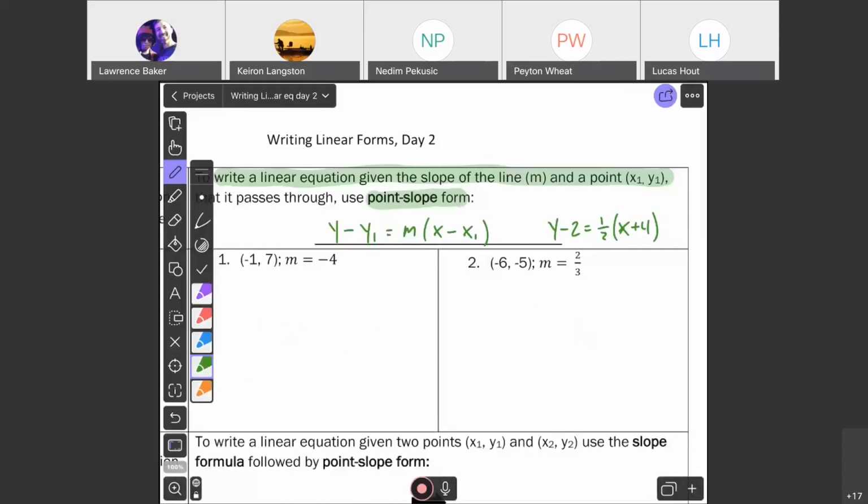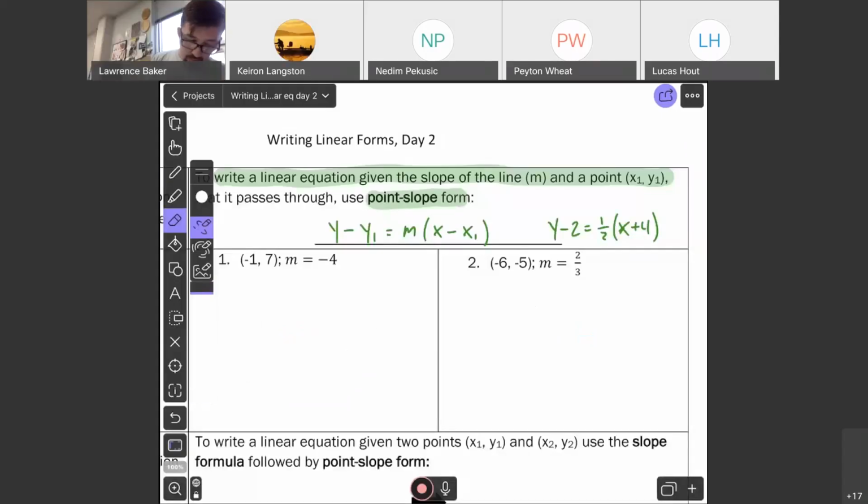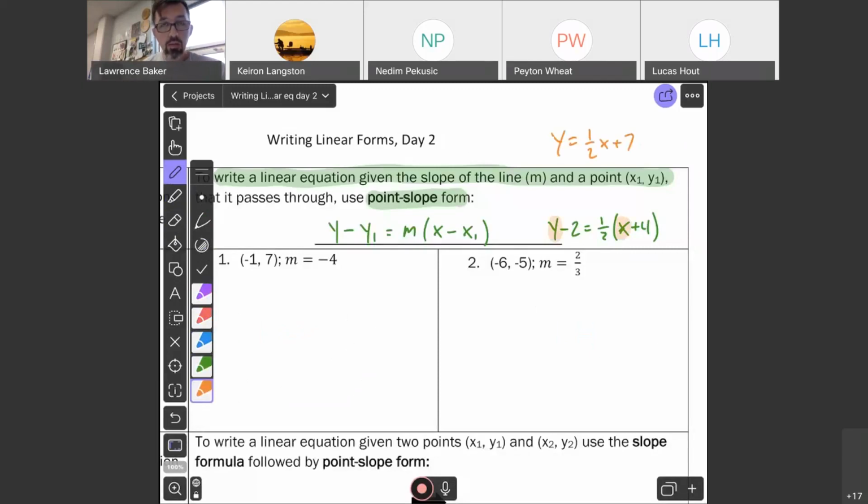Notice that y and x are still letters, right? Everything else is a number when we do that. Just like when we write, y equals 1/2 x plus 7 or something like that. Y and x are still letters, right? Everything else is a number. And this is the way we leave the problem also. We don't do the distribution, okay? It's left that way for a reason.